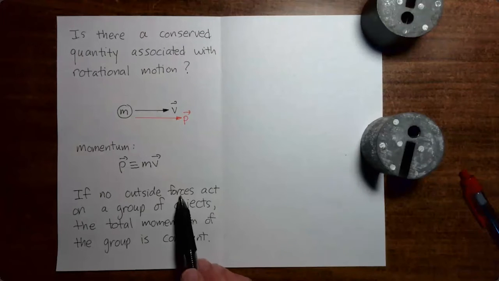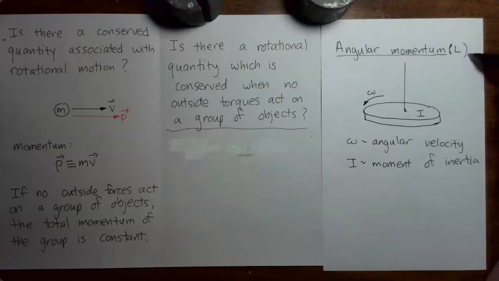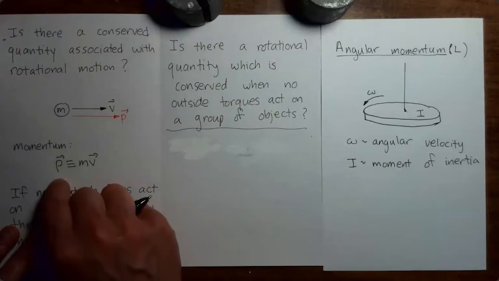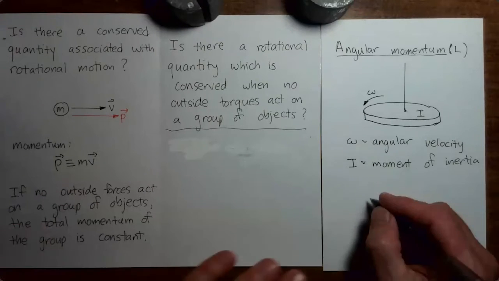The rotational analog of force is torque. Is there a rotational quantity which is conserved when no outside torques act on a group of objects? There is such a quantity. It is called the angular momentum. The symbol we use for the angular momentum is capital L. Now, what would be the expression that we use to calculate angular momentum? Here we're going to use an analogy with the regular momentum that we learned about earlier in the course.